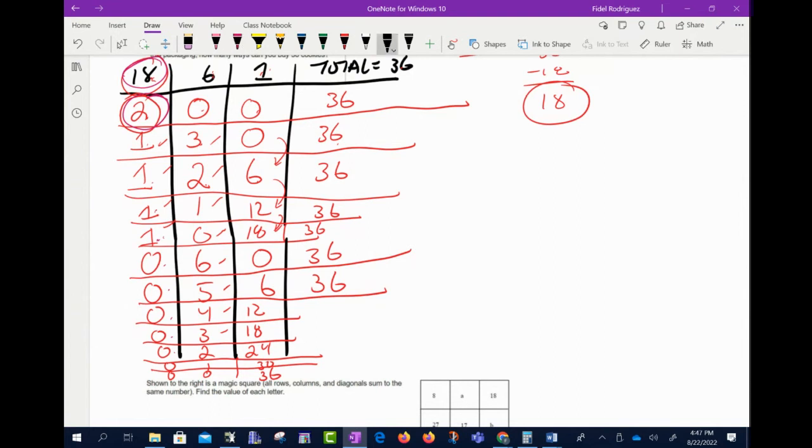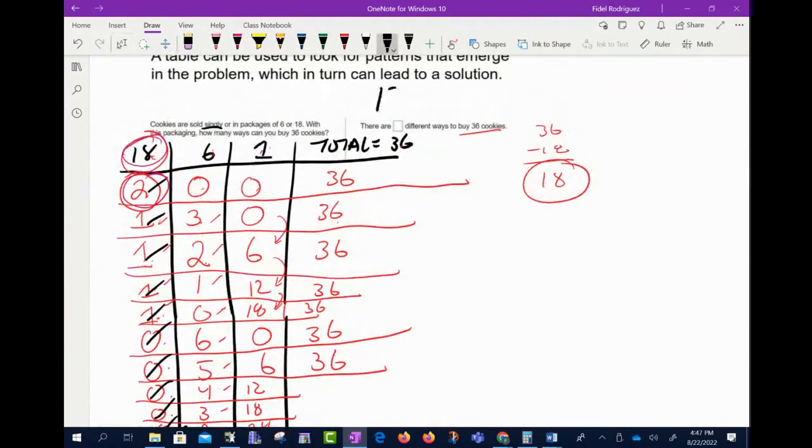Now the question was, how many ways can we do this? So we're just going to count. 1, 2, 3, 4, 5, 6, 7, 8, 9, 10, 11, 12. So we came up with 12 ways on how we can do that. Okay.